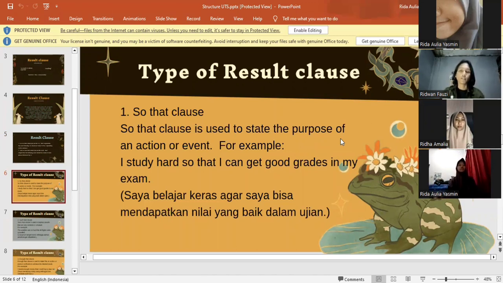Okay, thank you. There are several types of result clause that can be used in a sentence. Point number one is the so that clause. The so that clause is used to state the purpose of an action or event. For example, I study hard so that I can get good grades in my exam.